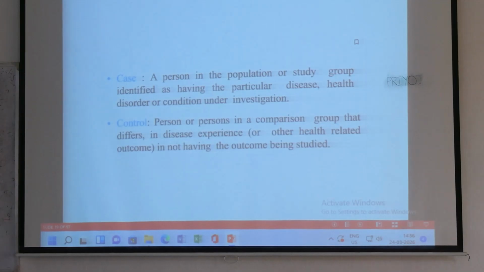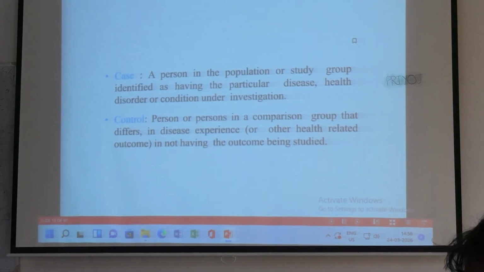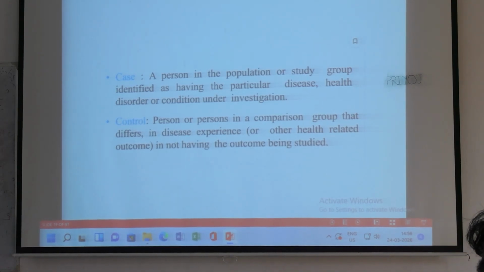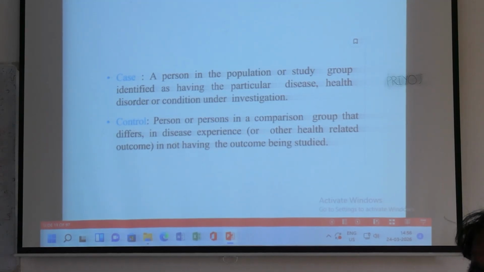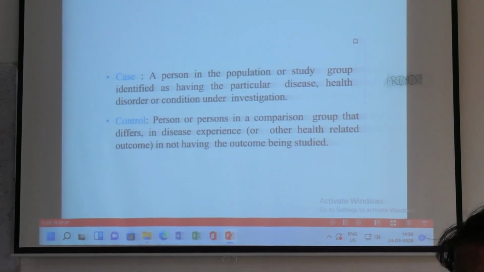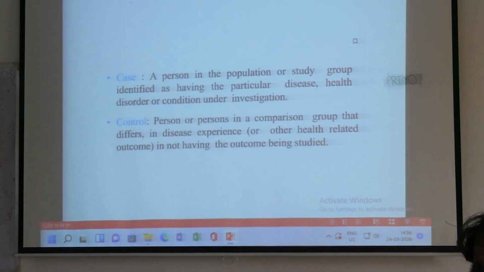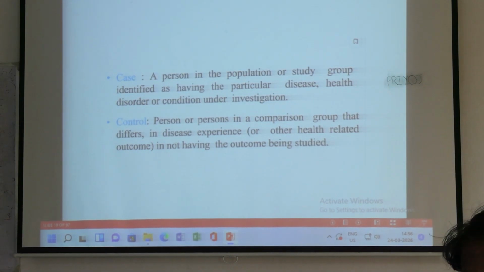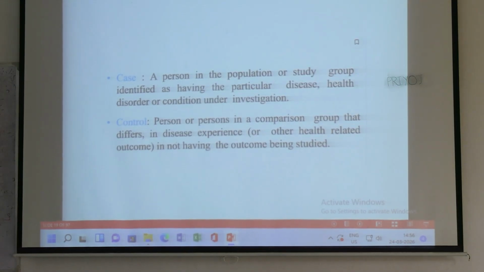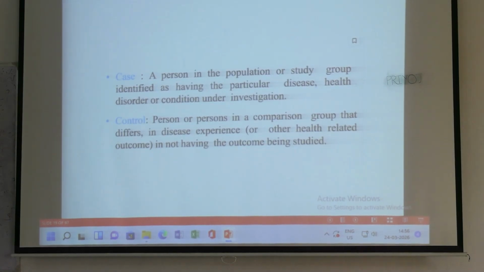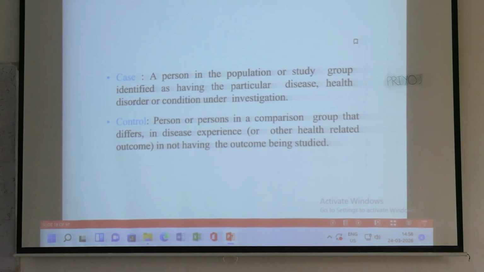Now that has to be defined properly. Say for example, you are taking all cases of chickenpox or all cases of diarrhea. You know, under 5 children, you are taking all cases of diarrhea. That is your case. Then the control is people who do not have diarrhea. They are also children, but they don't have diarrhea. That is your control. So case is a person having the disease, health disorder, condition under investigation. Control is a person in a comparison group that differs in not having the outcome being studied.